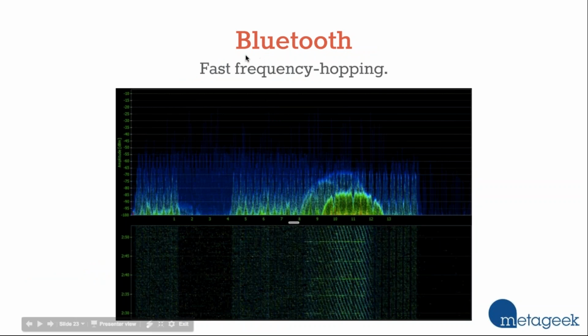Here's another example of another type of frequency hopping device, but this is Bluetooth. Bluetooth is a fast frequency hopping device. It rapidly hops from channel to channel to channel. And you can tell that this is all the same device that's hopping around because each one of these spikes is the exact same height and they all look identical. So this is the same device that is quickly moving around all over the place.